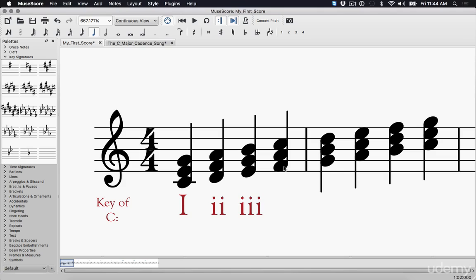F major is going to be the 4 in the key of C major, so that's going to be a capital 4. This is going to be a capital 5 because G major is the 5 in the key of C major. This is going to be a 6, and it's going to be lowercase because A minor is the 6th chord in the key of C major.